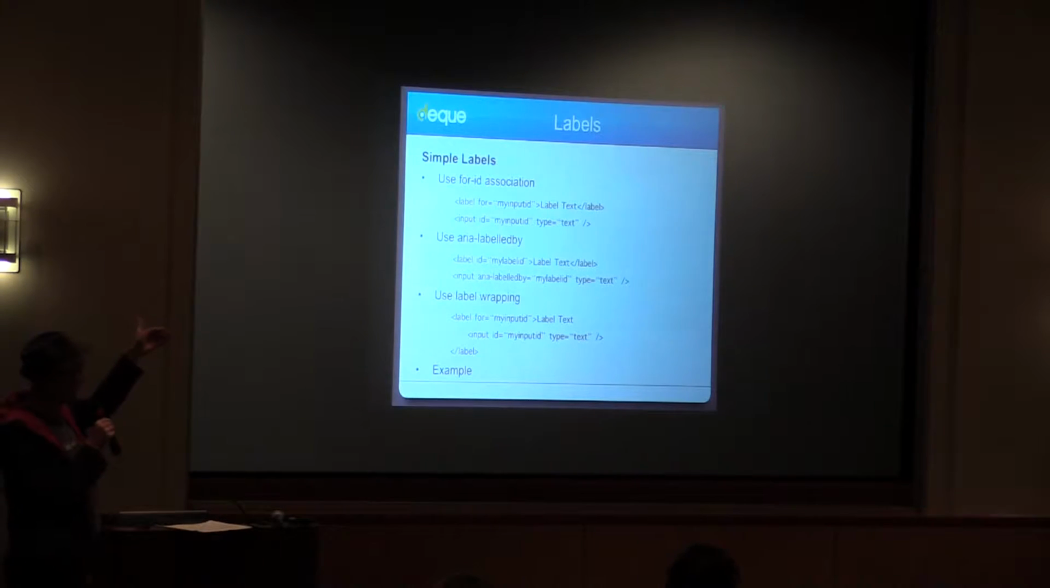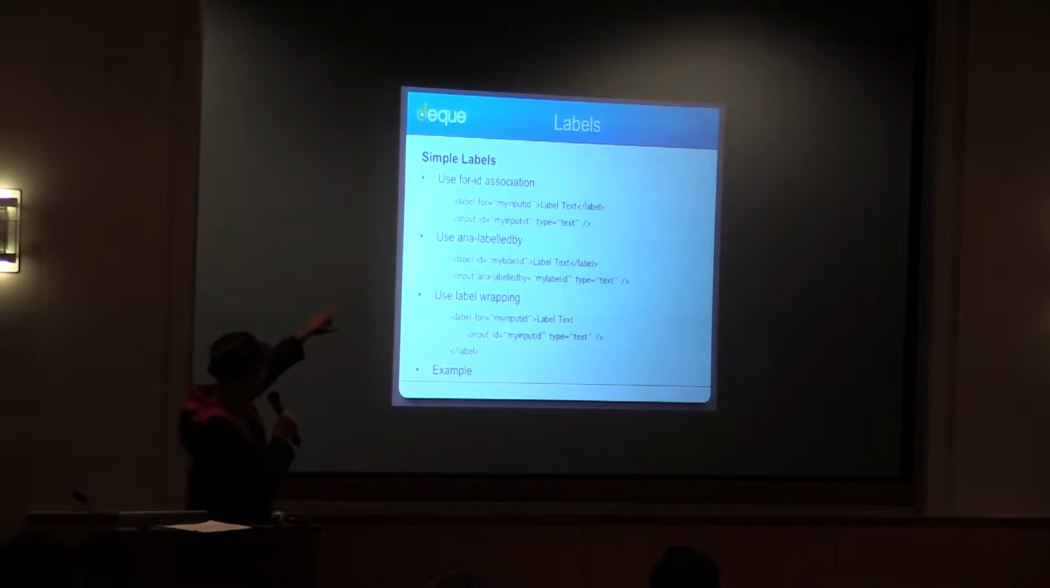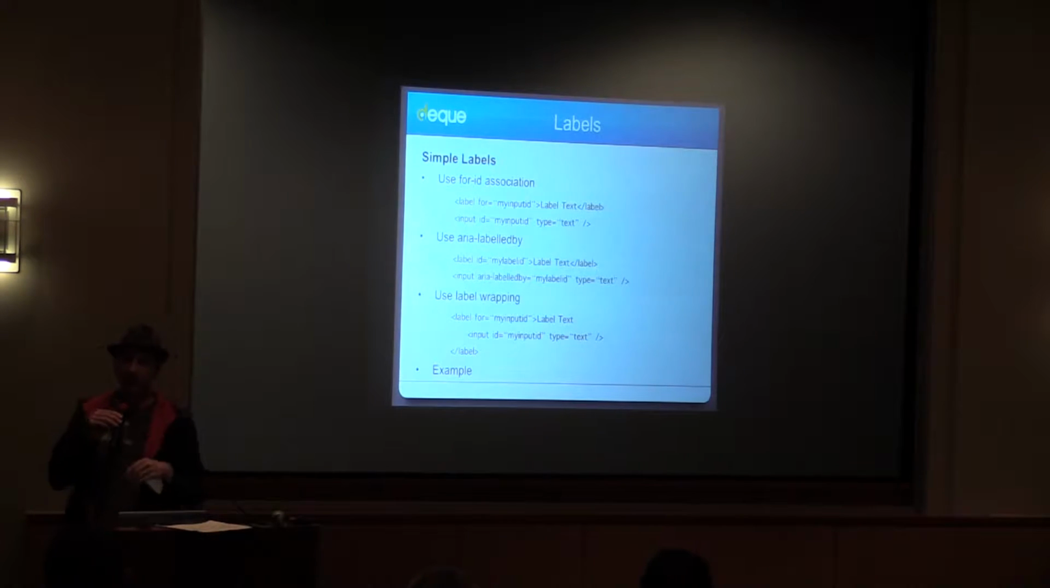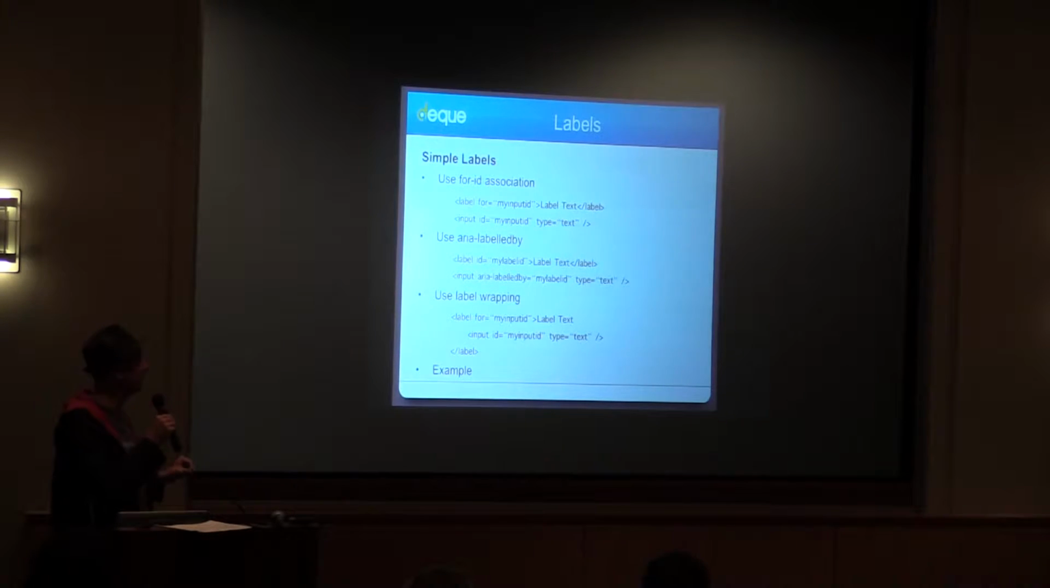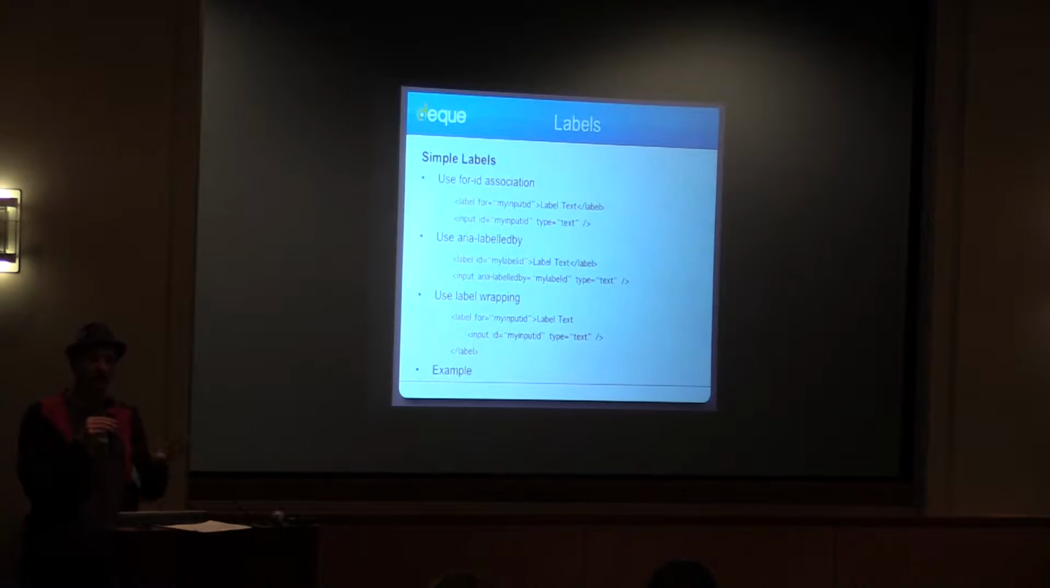So the for attribute points to the ID of the input. You'll often see people misuse this by pointing it to the name attribute. That doesn't work, it has to be the ID attribute. But this is the best way to do it because it'll work with the widest range of assistive technologies and the widest number of browsers, and there's no kind of quirks with it.